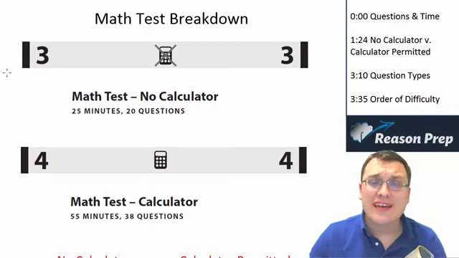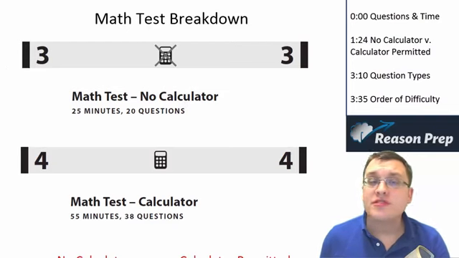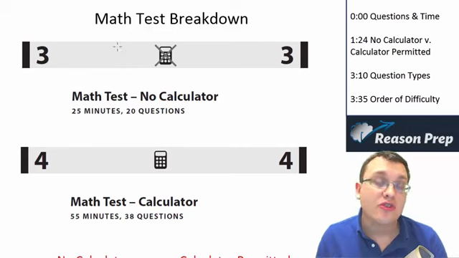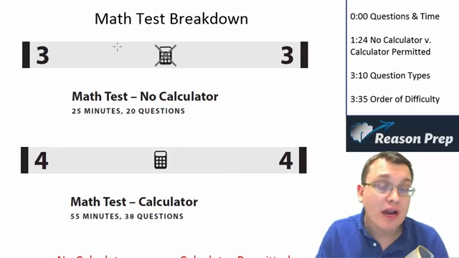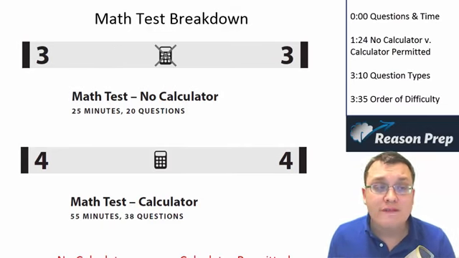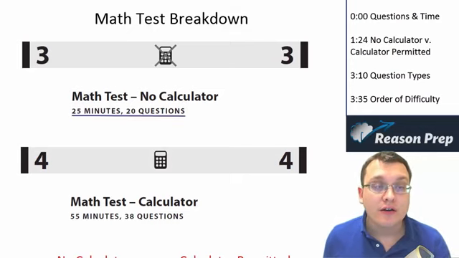Let's talk about the breakdown of the math test. There are two separate tests. There's test 3, so the third section after you've done reading and writing. Test 3, this is 25 minutes, 20 questions, and in this section you cannot use your calculator.